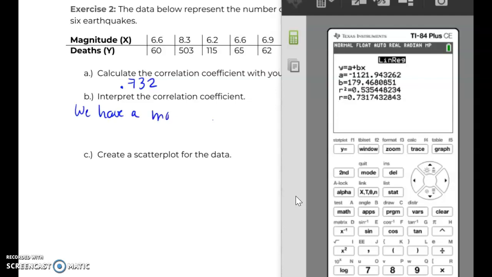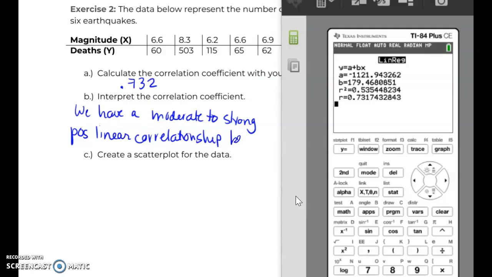A moderate to strong positive linear correlation between magnitude and number of deaths.